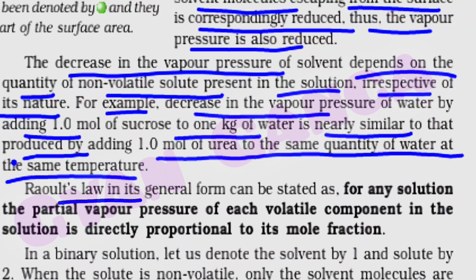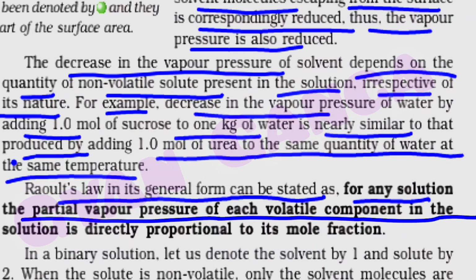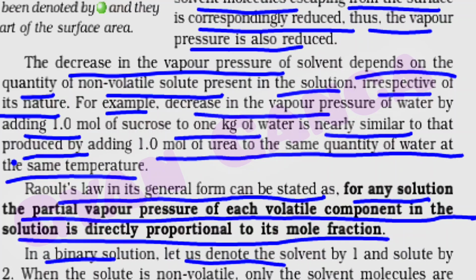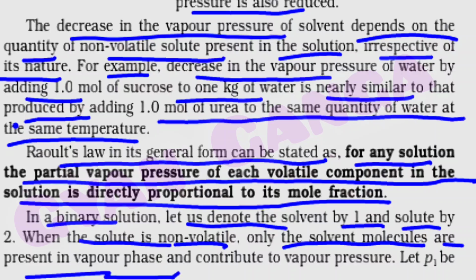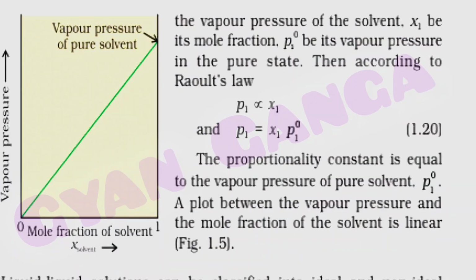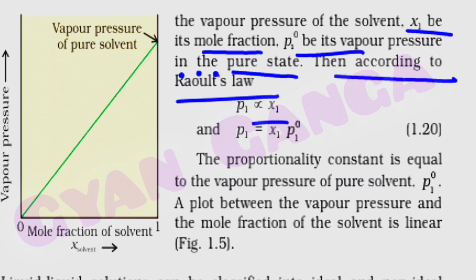Raoult's law in its general form can be stated as: for any solution, the partial vapor pressure of each volatile component in the solution is directly proportional to its mole fraction. In a binary solution, let us denote the solvent by 1 and solute by 2. When the solute is non-volatile, only the solvent molecules are present in the vapor phase and contribute to vapor pressure. Let P1 be the pressure of solvent, X1 be its mole fraction, P1 naught be its vapor pressure in the pure state. Then according to Raoult's law, P1 is directly proportional to X1. Then P1 is equal to X1 into P1 naught. The proportionality constant is equal to the vapor pressure of pure solvent, P1 naught. A plot between the vapor pressure and the mole fraction of solvent is linear.